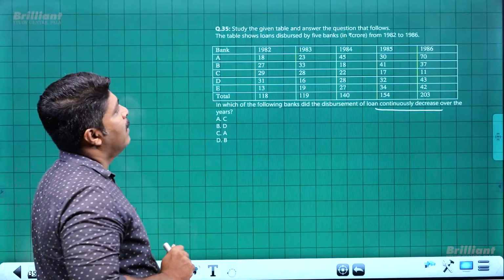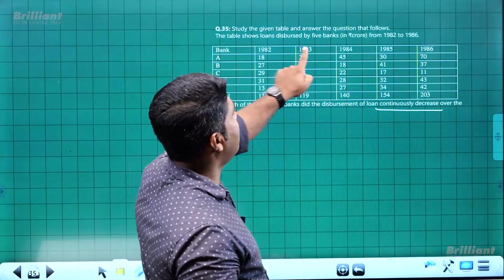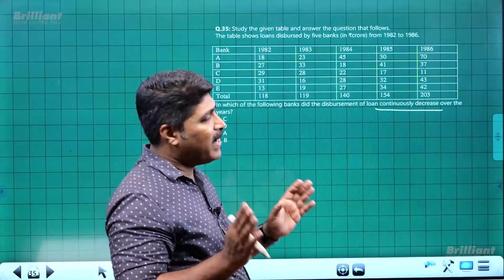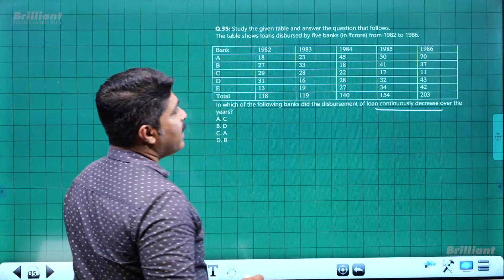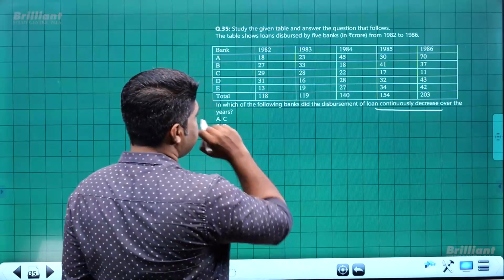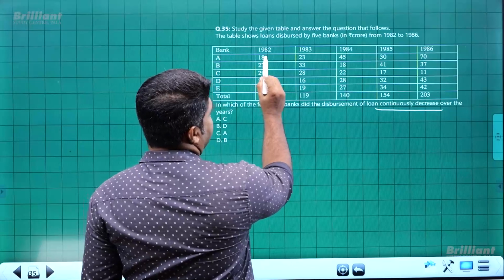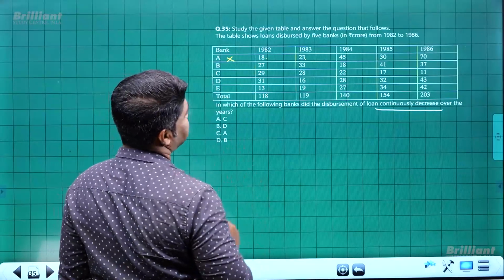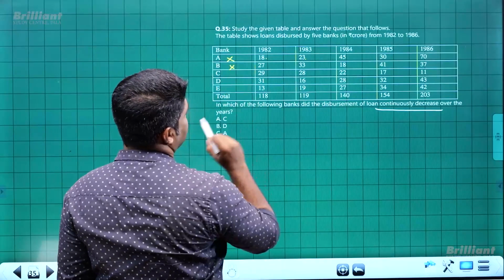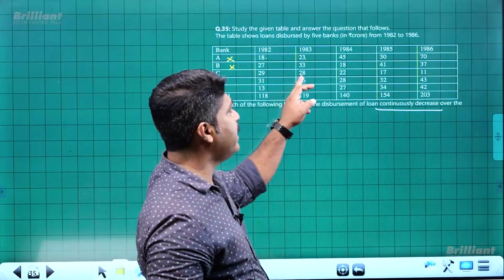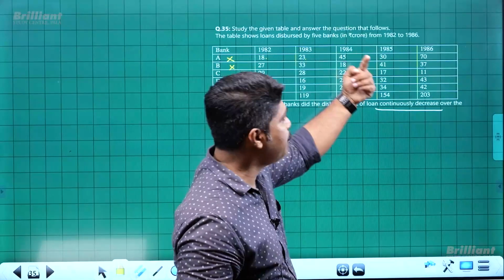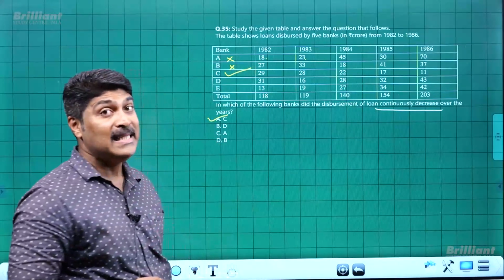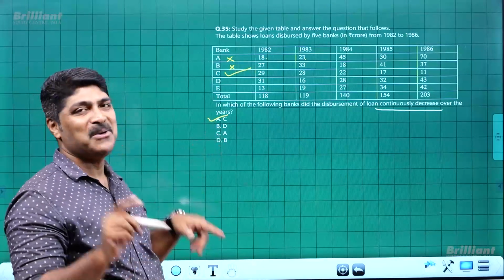So what is the data actually? It shows the loans disbursed by the 5 banks, in crores, whatever the units are, that's not a matter here, from 82 to 86. We have to consider a continuous decrease. Look at the first bank, A. 18 becomes 23. There is an increase. Therefore, we can eliminate it. 27, it has increased here. Eliminate it. 29, decreased to 2. 28, decreased to 2. 22, decreased to 2. 17, decreased to 2. 11, selected. Therefore, our answer is bank C. Hence, the answer is option A.